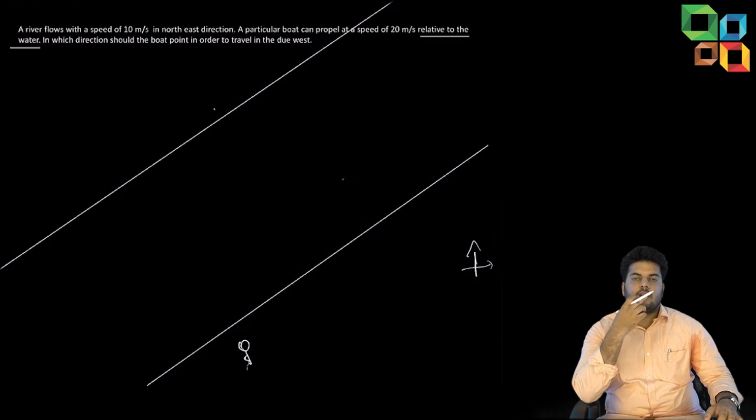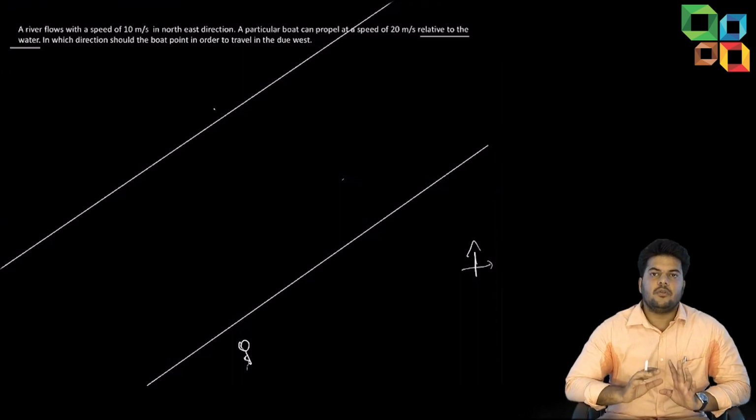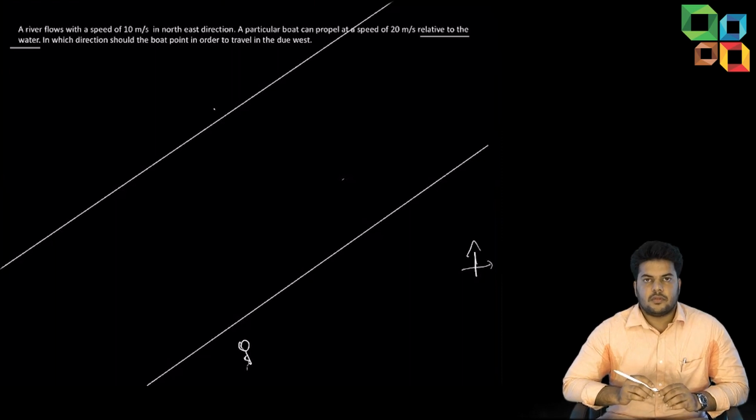But sir, in the frame of reference of water, with the river water itself, which is flowing, what will the boat's speed be? 20 meter per second. With respect to the river, it will be 20 meter per second, no matter in which direction it is moving. You understand that? Yes. With respect to the river, it will always be 20 meter per second, whichever direction it's moving. That's a very good question that you've asked. Okay. Thank you, sir.